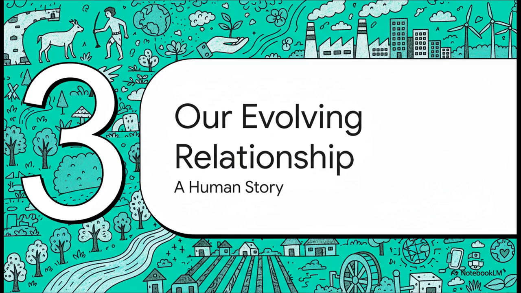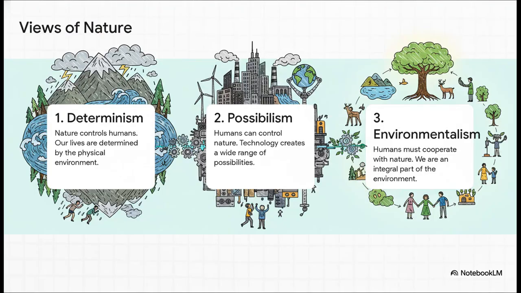Well, our relationship with the environment has changed a lot over history. You can almost think of it as a story told in 3 acts. So, Act 1 was determinism. This was the idea that nature was totally in charge and we were just subject to its whims. Then came Act 2, possibilism. With science and technology, we got confident. We thought, hey, we can control nature. And for a while, it seemed like we could. But that led to some major problems. And that brings us to Act 3, where we are now, environmentalism. It's the growing understanding that, oops, maybe we're not the masters of nature after all. We're a part of it, and we have to cooperate to survive.